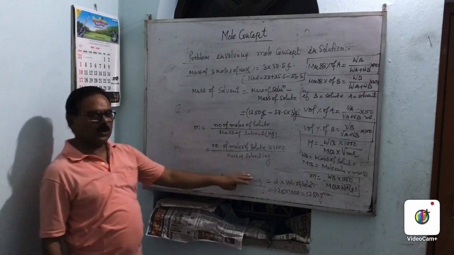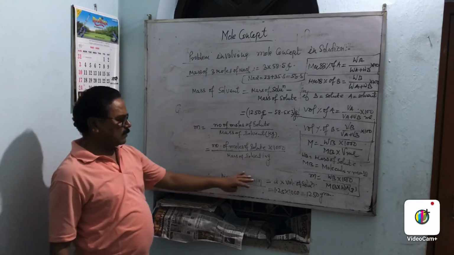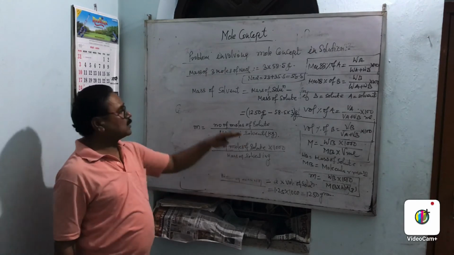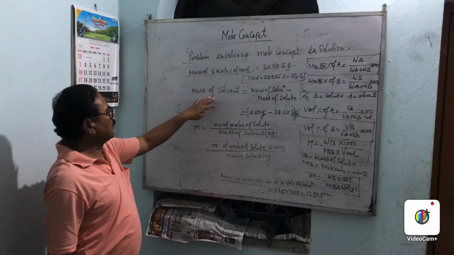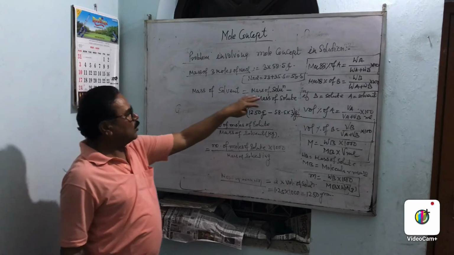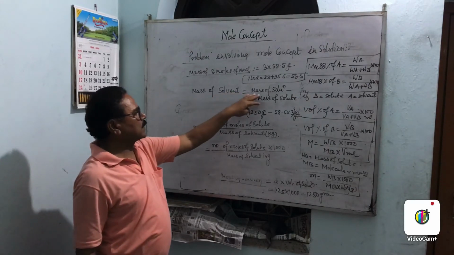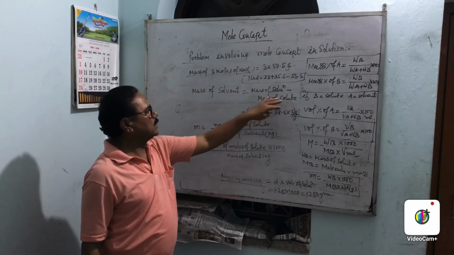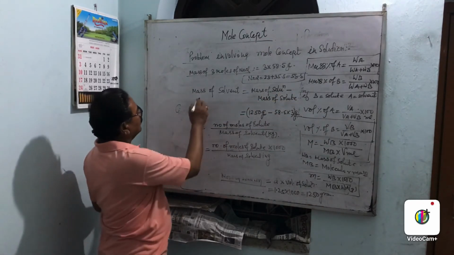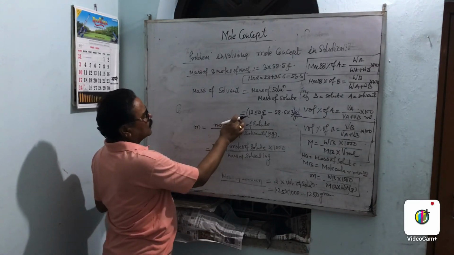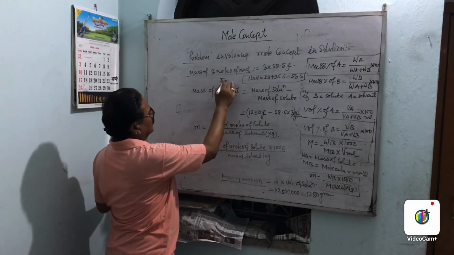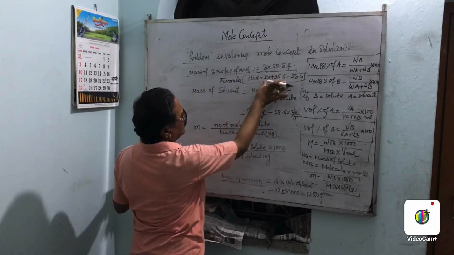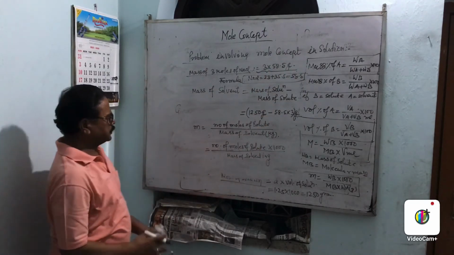So this is how we solve the problem. First, from the density, we calculate the mass of the solution. From the mass of the solution, we calculate the mass of the solvent, by deducting the mass of the solute from the mass of the solution. This is the formula mass, and from where it comes is why I did the work here.